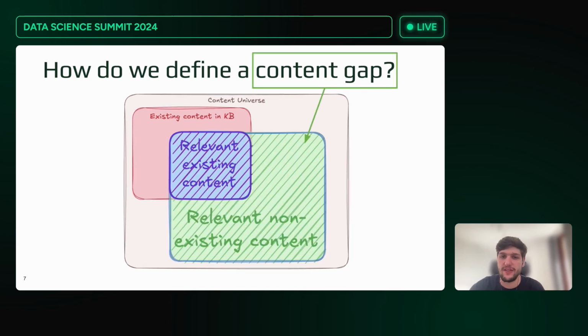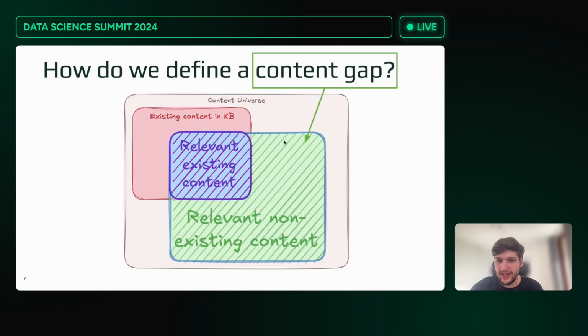And then we have the relevant non-existing content, labeled here in green. And those are our content gaps, right? It's content that is relevant to our organization, our company, our department, whatever you define as relevant context to be. But we don't have it as existing content in our knowledge base yet.